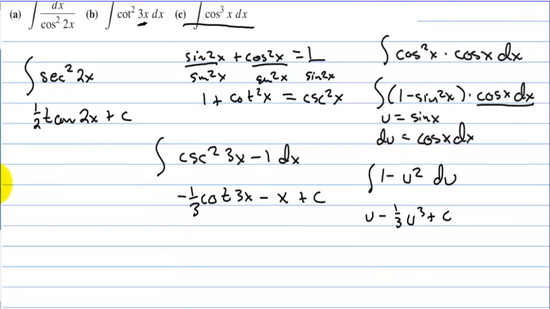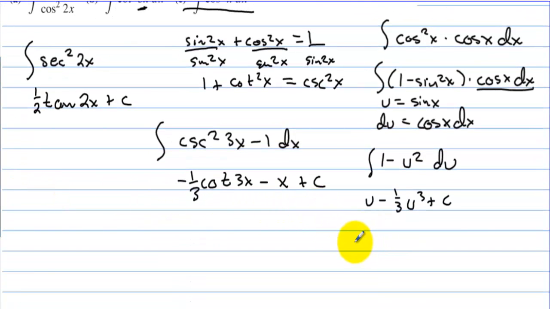We didn't start with u's, we can't end with u's. So we have u is sine. So we have sine of x minus 1/3 sine to the third x, and then plus c.